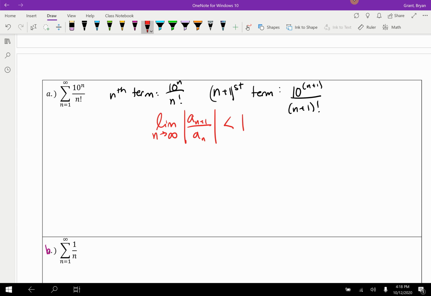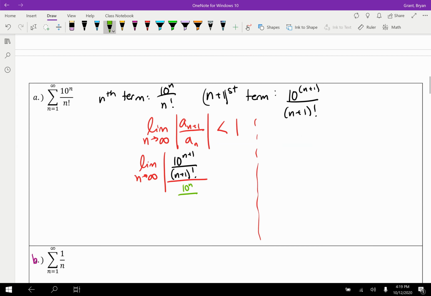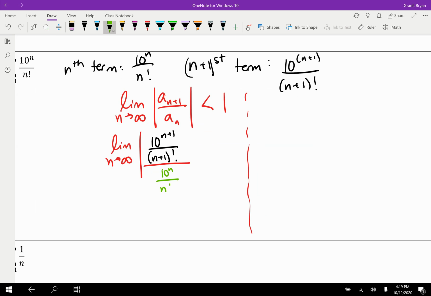So let's plug a few things in. We have the limit as n approaches infinity. I'll probably need a second side over here of, well, what is a sub n plus 1? Well, that was my n plus first term. So that's 10 to the n plus 1 divided by n plus 1 factorial, divided by my nth term. My nth term, my general term, is 10 to the nth divided by n factorial.